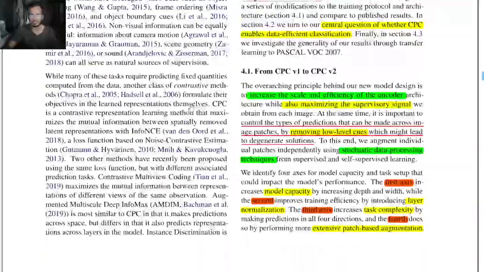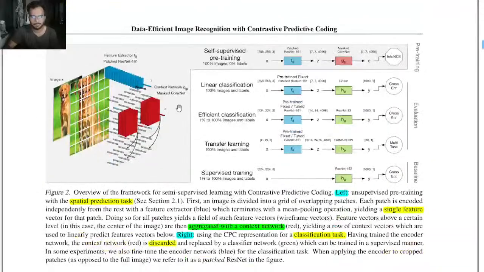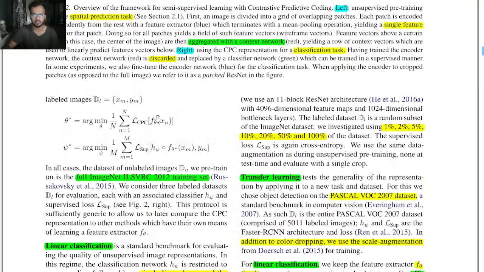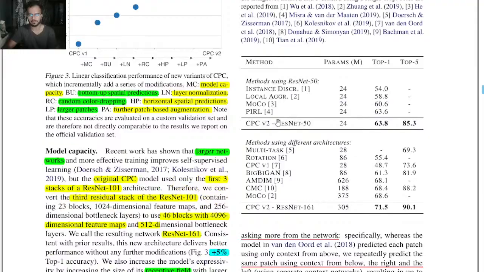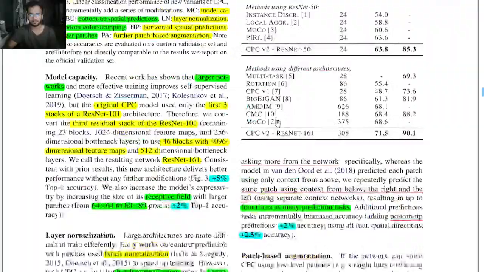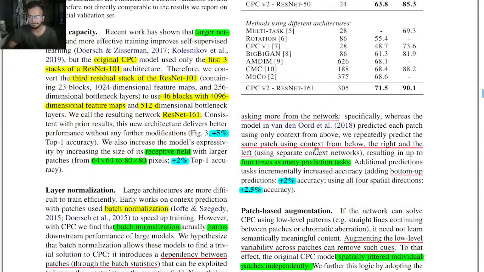So the context network that we saw earlier, which uses a masked convnet, you have different context networks for all the four cases, and you ask for all of this information, all of these predictions, from the network. Using separate context networks, we ask it to predict the bottom, left, right, and top patches from a single patch, resulting in up to 4 times as many prediction tasks. So the number of prediction tasks increases.